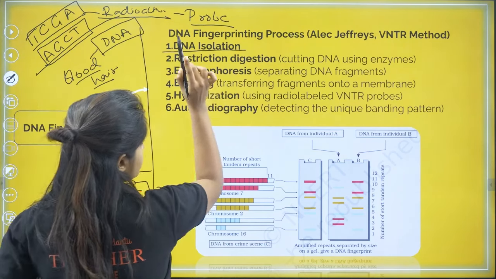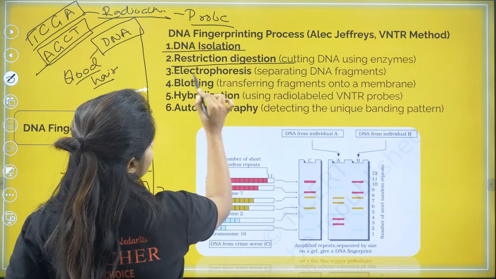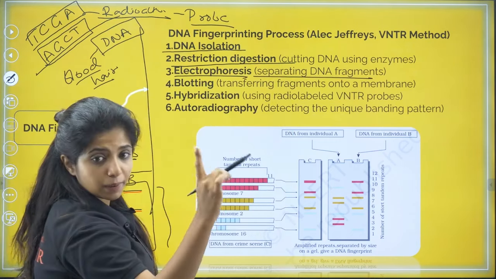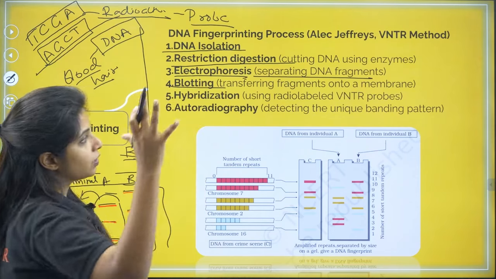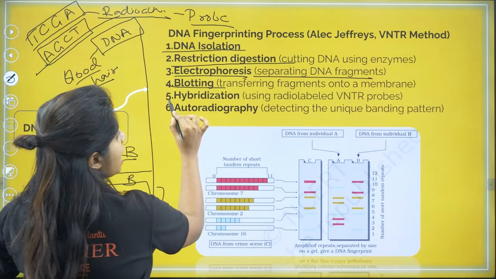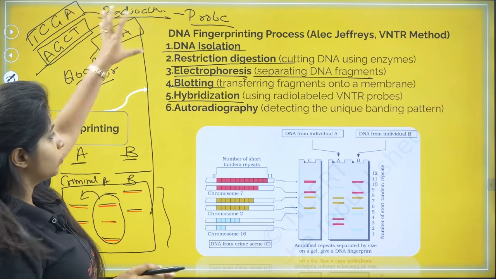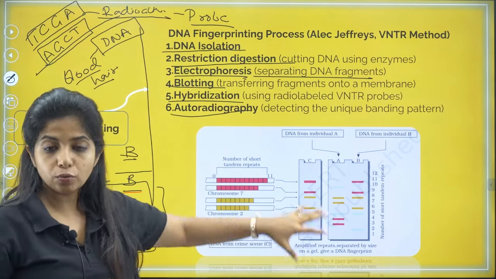First of all, DNA isolation is done, restriction digestion has been done, electrophoresis has been done, separating DNA fragments depending on the size, and then blotting is being done where transferring of things takes place, hybridization is done when radio-labeled VNTRs are being used, and then autoradiography is done for seeing the unique pattern.